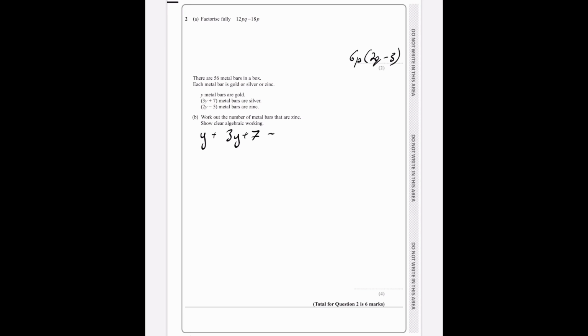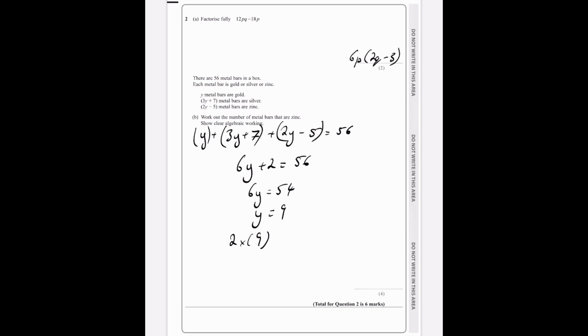For the 56 metal bars, if we sum the 3 different types of bars, we'll get 56, so that allows us to construct an equation. I've put brackets in there just to help you see where the 3 parts come from, although it should be fairly clear. Collect the like terms, 6y plus 2 is equal to 56. Subtract 2 from both sides. Divide both sides by 6. We get y equals 9. Substitute that into the expression for the number of bars that are zinc, and you get 13.